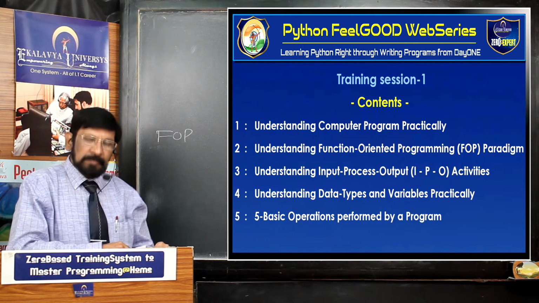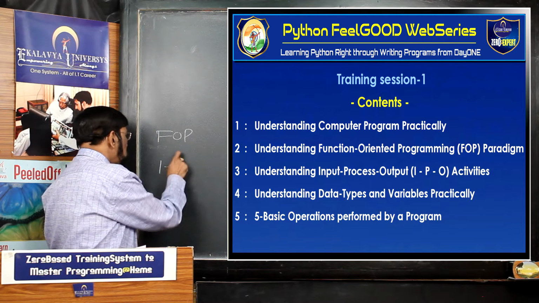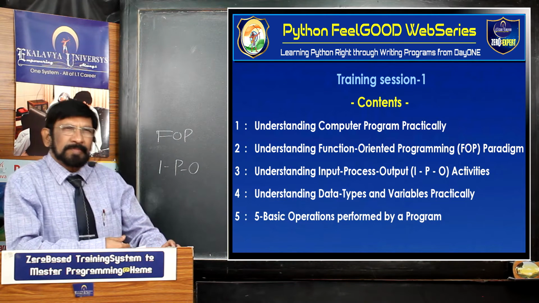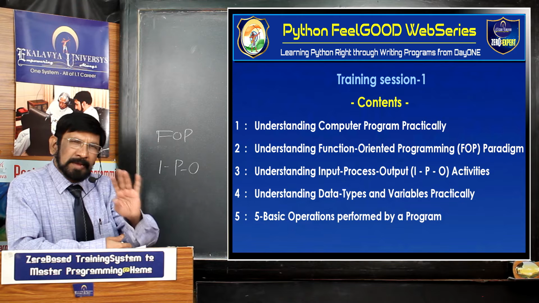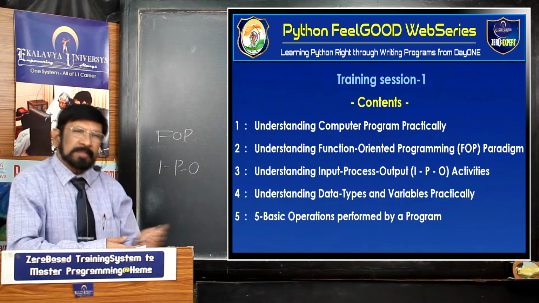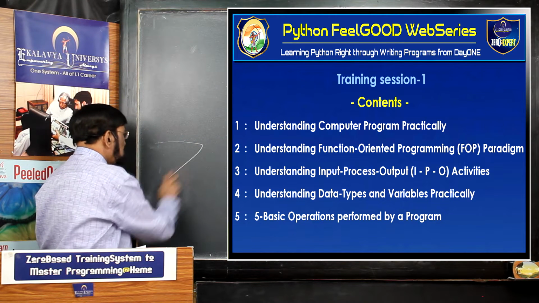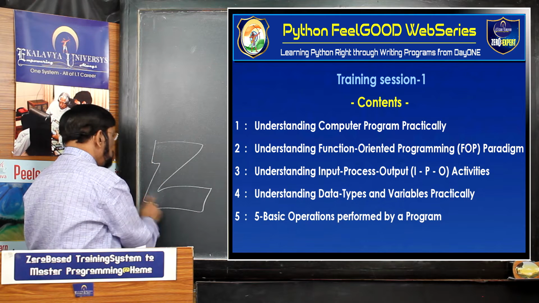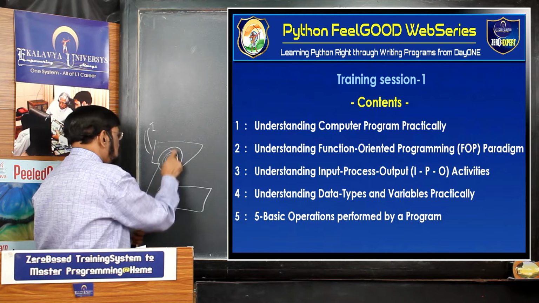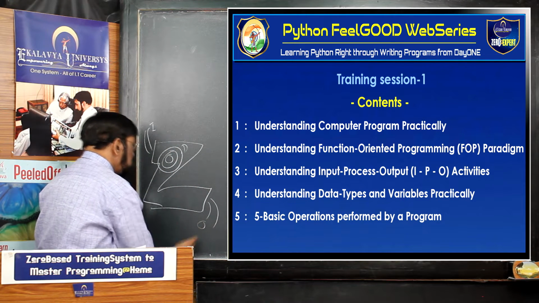Third one is understanding IPO, input, process, and output. Any system in the real world you take, they mainly perform 3 activities. One is input, second one is process, third one is output. Just for example, you take a neighboring flour mill. In that you put grain, that is input. Within that, one grinder is there, it processes it, grinds it, and you get the flour, that is output.